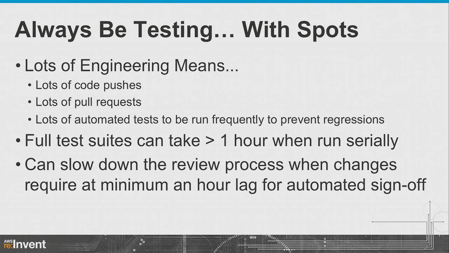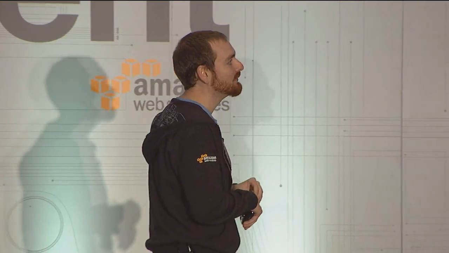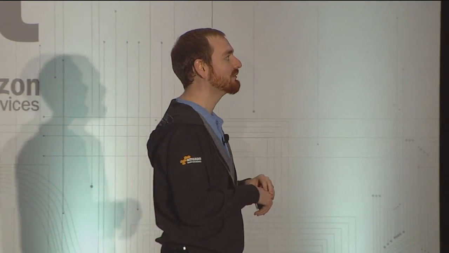So what do we do with spots? Well, let's actually take a step back. When you're doing engineering at the scale that we're doing, it means that you have a lot of code pushes constantly. We do a deploy a day, if not more. We have a lot of pull requests. We're big Git users. And so every day, we could probably see easily 50 to 100 pull requests getting submitted to the system. And we have lots of automated tests that are getting run on a constant basis because we're trying to prevent general regressions in our application platform.